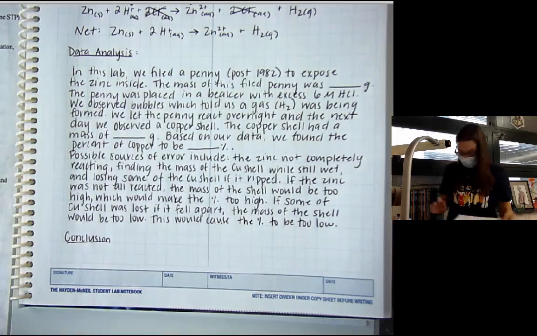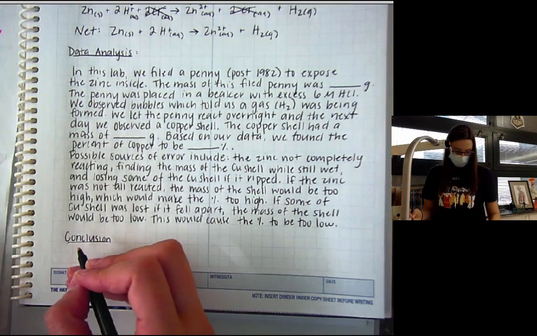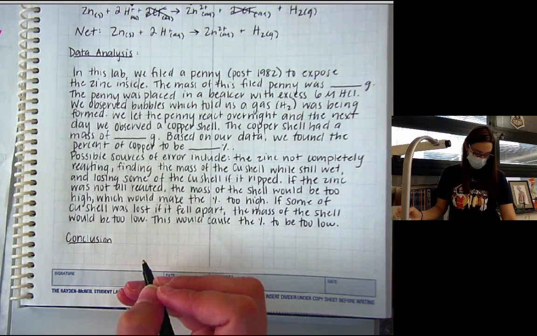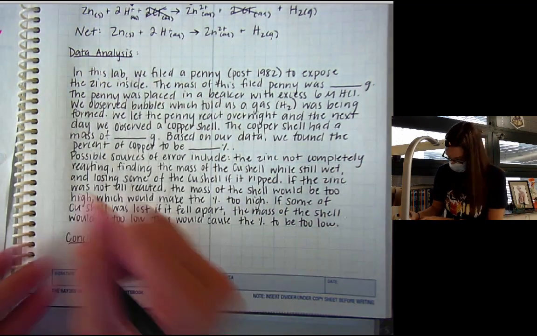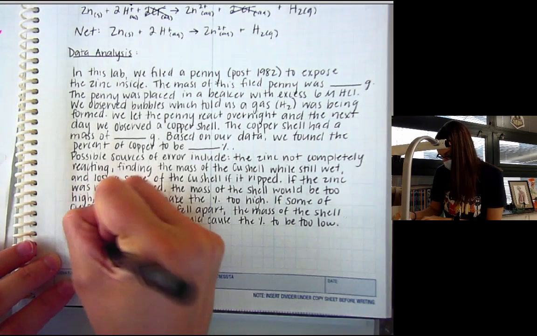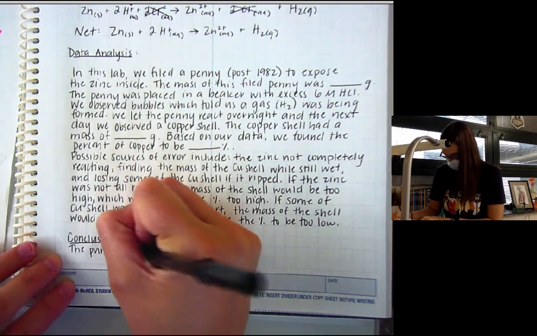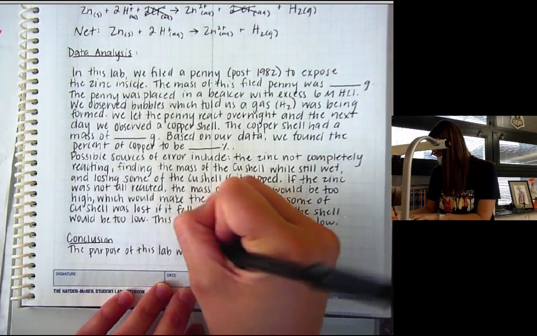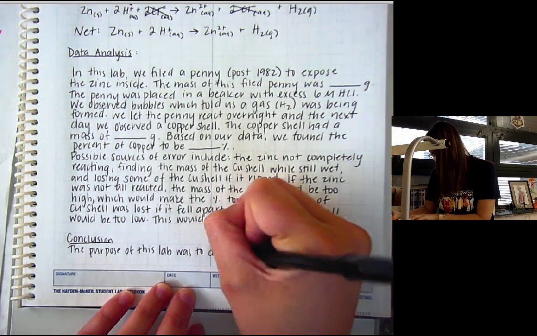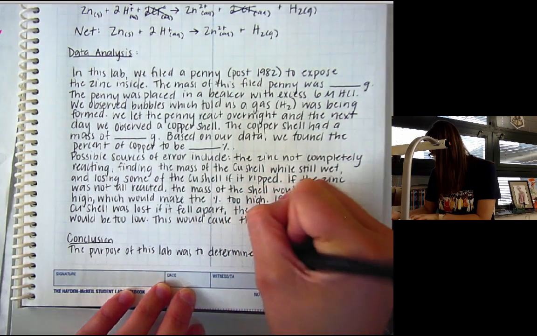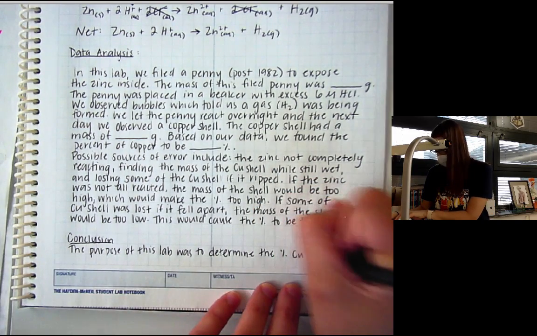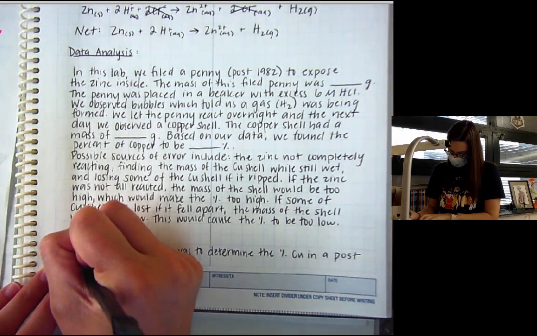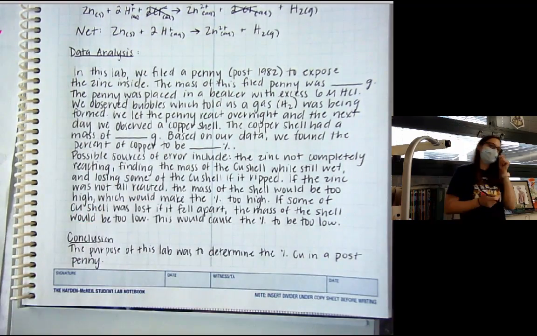So if we write our conclusion, I'm going to just look back at the purpose that I wrote in the Prelab, and then I'm going to say the purpose of this lab was to determine the percent Cu in a post penny. That's the first sentence.